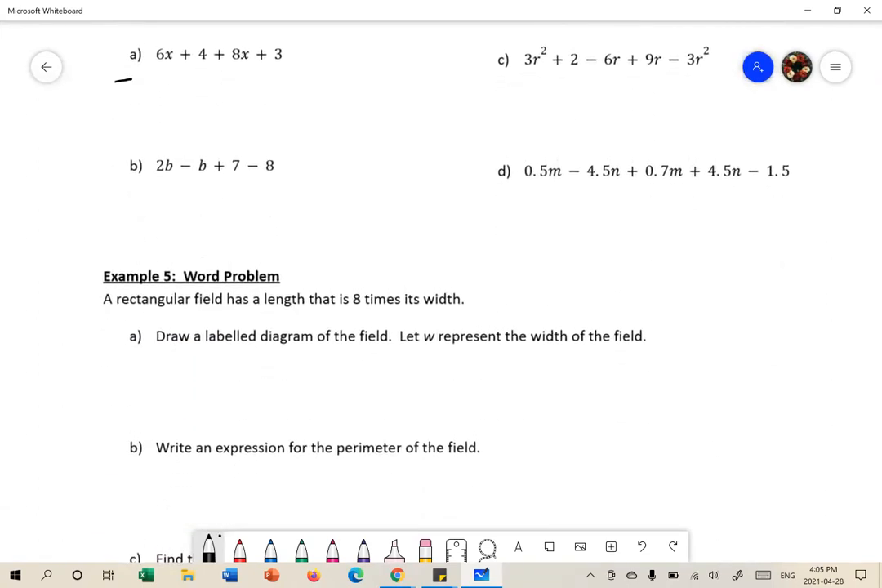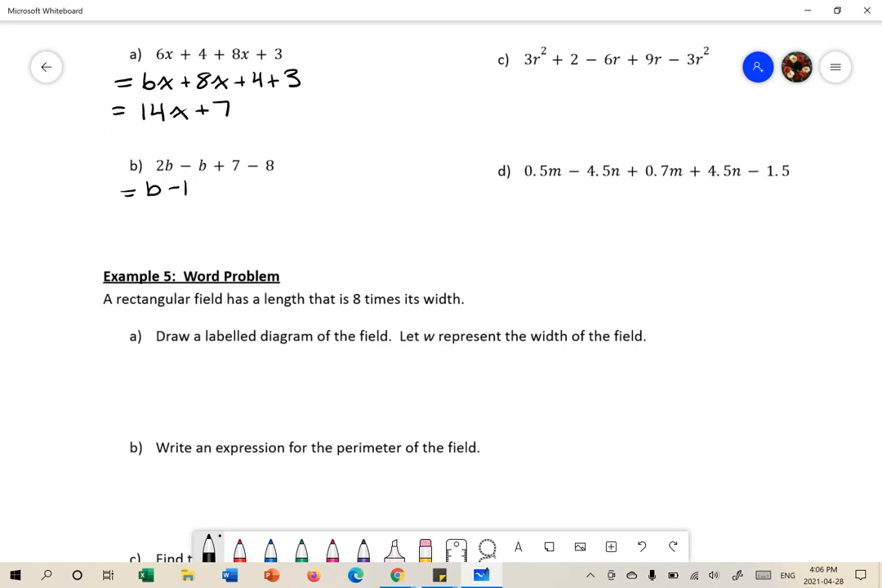So first, I'm going to collect like terms. And then I'm going to simplify my like terms. In B, I don't need to collect like terms because my b terms are already together and my constants are already together. So all I need to do is simplify. 2b subtract b is b, and 7 minus 8 is negative 1.